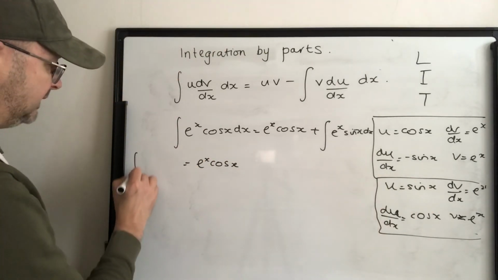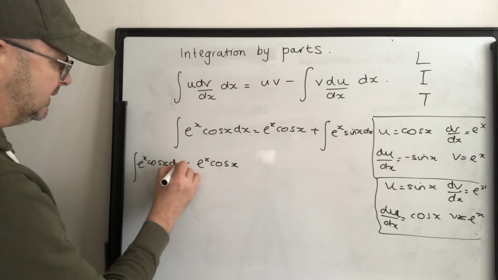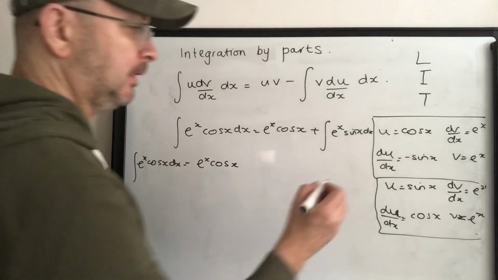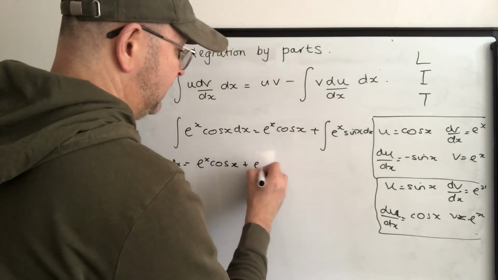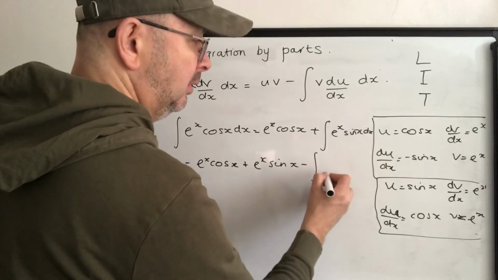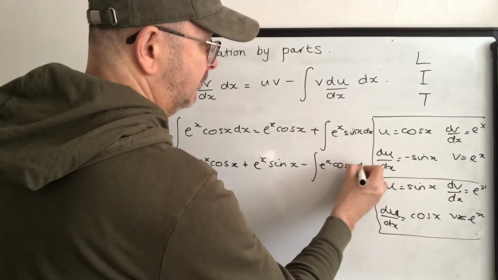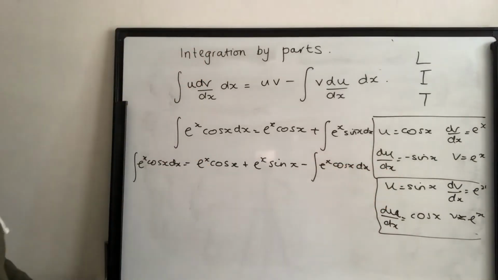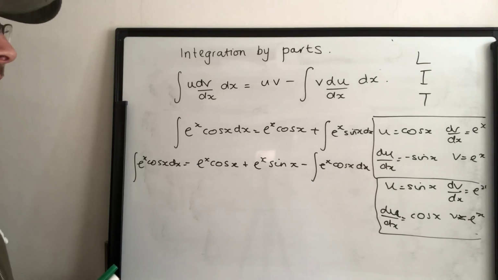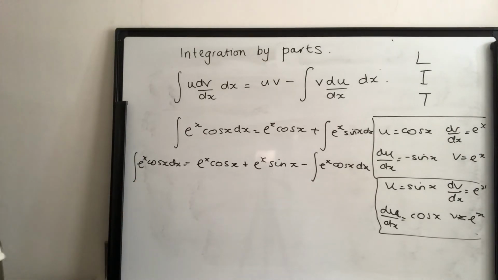So, what you need to do is write down the left-hand side. E to the x cos x dx equals. So, you get e to the x cos x plus e to the x sine x minus the integral of e to the x cos x. This is rarely asked, this question, but if it does come up, then you'll know how to do it. So that is the same as that.